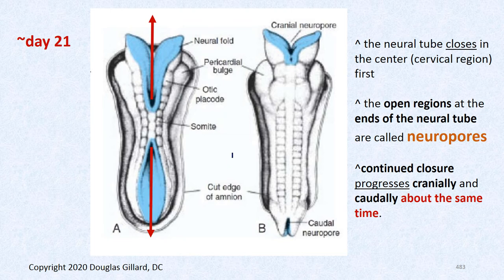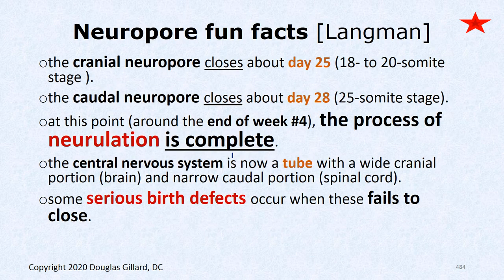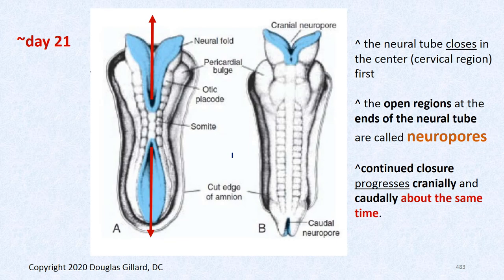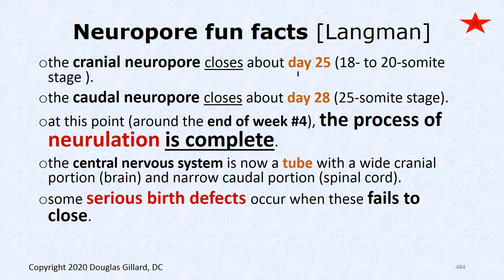So the cranial neural pore closes first. So this one will close first, even though the author drew this one as if it's about closed, but it isn't. Cranial neural pore closes about day 25. Caudal neural pore closes about day 28, about 3 days later. At this point, we're about the end of week four when this tube is finally complete.